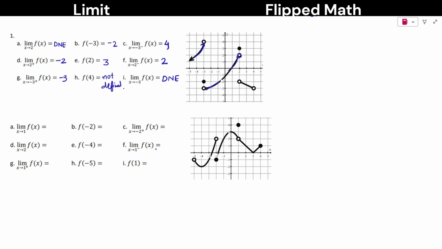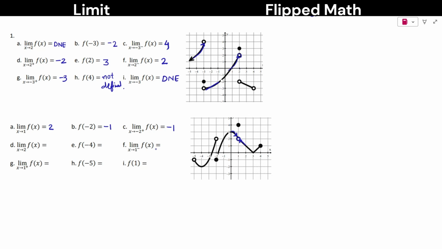In this question, we have to find the limit as x approaches 1 of the function. This is 1. Limit is approaching 1. If you are coming from the left side or from the right side, it approaches the same dot. That is 2. Function value at negative: solid dot at negative. Limit as x approaches negative 2 from the positive side. That means we are coming to negative 2 from the right side. So it approaches negative 1.